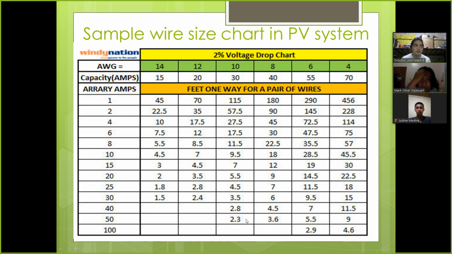Next, we have a table here. Ito na yung parang shortcut dun sa mga nakaraang table. Dito ka lang titingin para automatic malaman mo kung ano yung dapat na wire o gauge ng wire na dapat mo gamitin. Pero importante pa rin na malaman mo kung ano yung step by step para for accuracy. Kailangan alam mo yung step by step as an engineer.